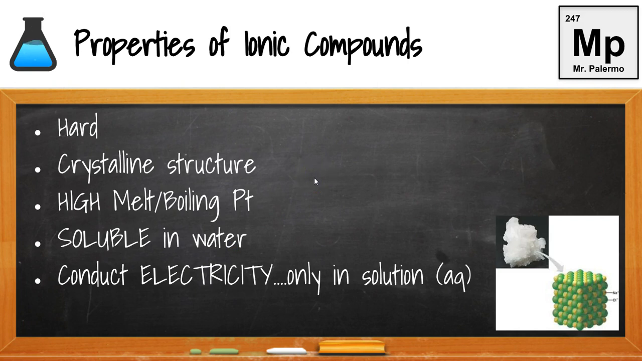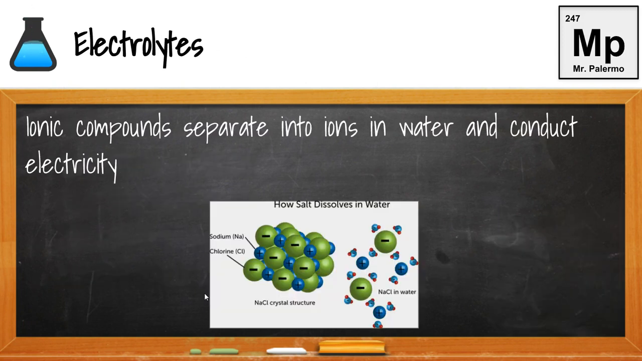What are the properties of ionic compounds? Well, they're hard. They have this crystalline structure, so that they form crystals. They have a high melting and high boiling point because it's hard to break apart that electrostatic attraction, that positive-negative attraction. They are soluble in water. They'll dissolve in water. And they will conduct electricity, but only in water, only when we dissolve them in water, which is called an aqueous solution. And we call ionic substances electrolytes because they conduct electricity.